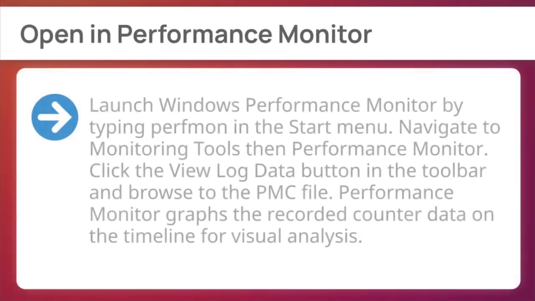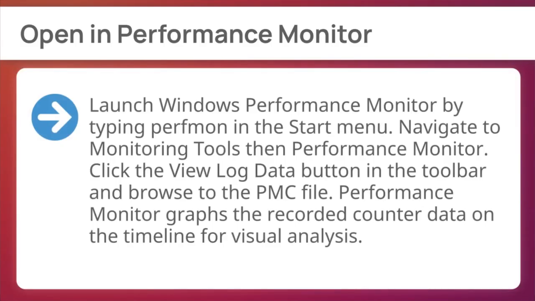First, open in Performance Monitor. Launch Windows Performance Monitor by typing perfmon in the Start menu. Navigate to Monitoring Tools, then Performance Monitor. Click the View Log Data button in the toolbar and browse to the PMC file. Performance Monitor graphs the recorded counter data on the timeline for visual analysis.